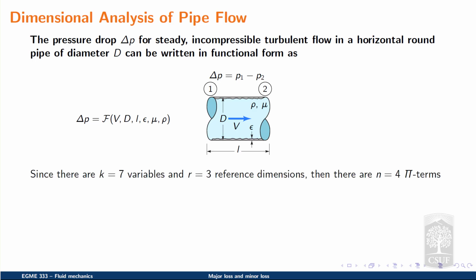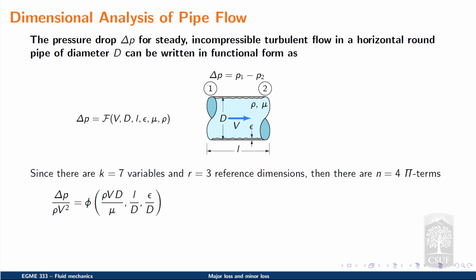From the Buckingham pi theorem, we can identify that there exist 7 different variables within this problem, and this corresponds to 3 different reference dimensions. They include the mass, the length, and time. So consequently, there exist 4 dimensionless pi terms.